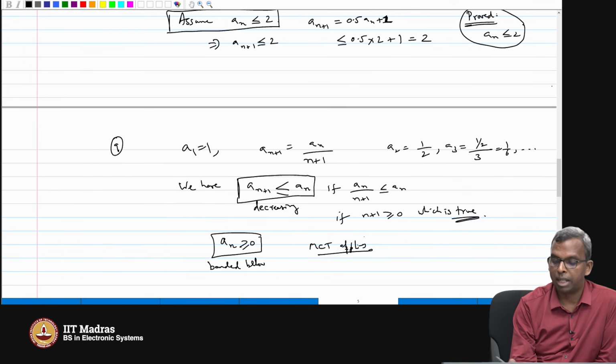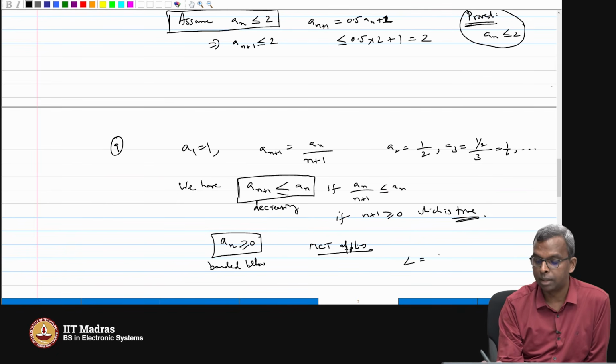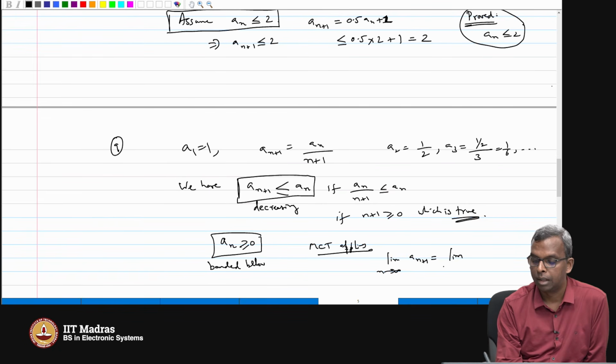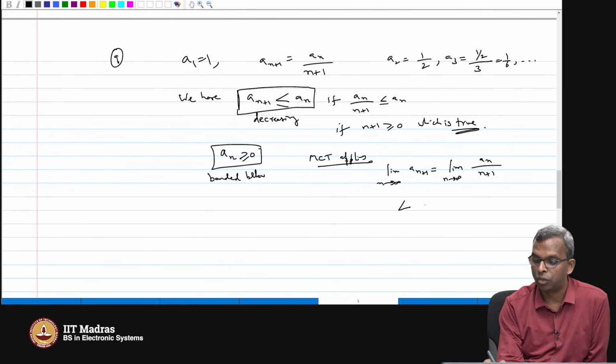So, once MCT applies, you can take the limit on both sides. I am going to get L equals L by, okay, I have to be slightly careful here. So, let me do this. Limit as n tending to infinity a(n+1) equals limit as n tending to infinity, let me write it carefully, limit as n tending to infinity an by n plus 1. So, this n plus 1 is important here. So, notice what will happen here, I will get L here for this limit.